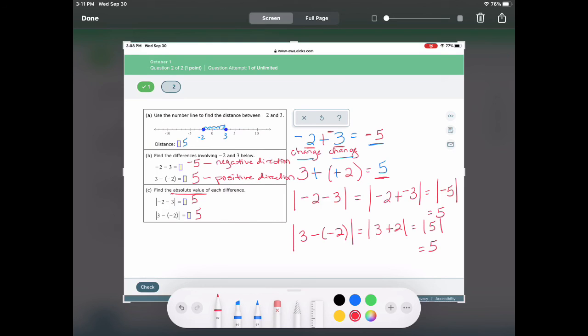Okay, so the negative direction would be I counted going this way, and then the positive direction would be I counted going this way, but it's the same distance. No matter which way I go, right? So whenever we're talking about distance, we definitely are talking about absolute value. So let's see, I'm going to go back and enter 5, -5, 5, 5, 5.